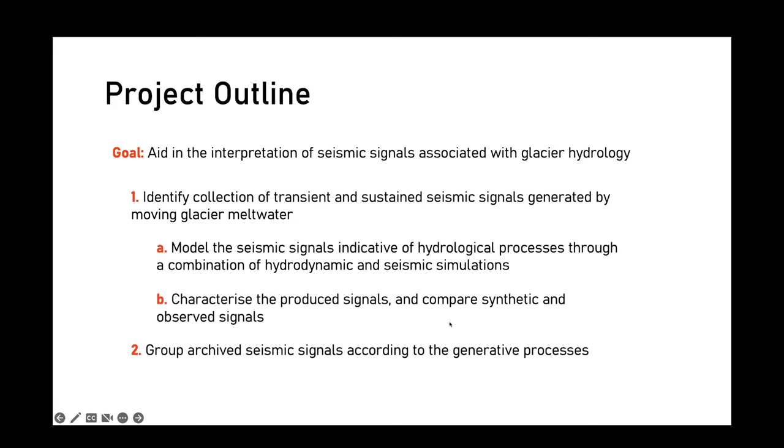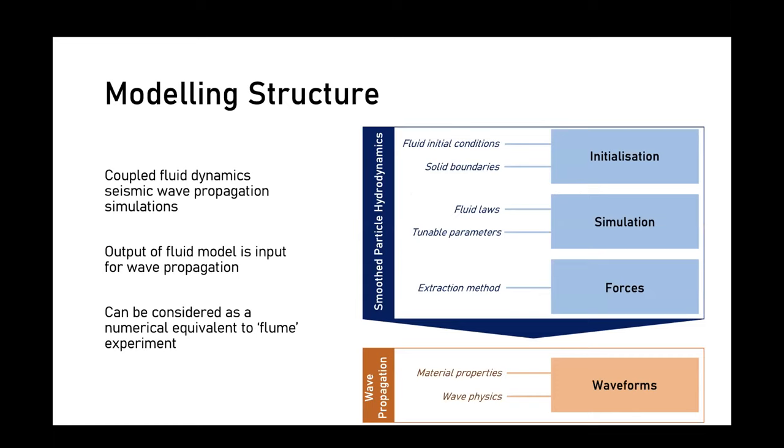The way that we've set up a model to do this is really the coupling of two distinct models. We have a fluid model, which we use to model the movement of meltwater through different glacier geometries of interest. And then we feed that into a wave propagation simulation, to get from the forces of the fluid on the boundaries, so on the rock and the ice, then generate waveforms synthetically. It can be somewhat considered as a numerical equivalent to a flume experiment.